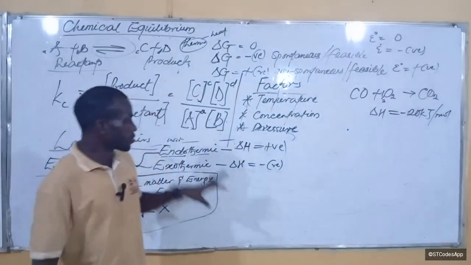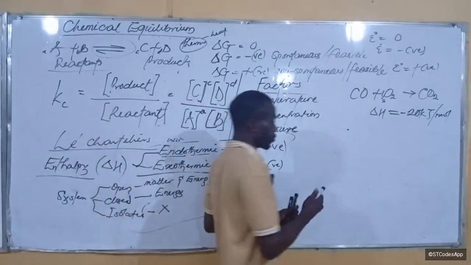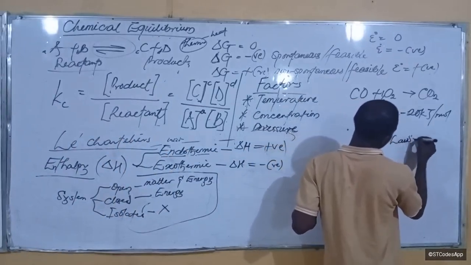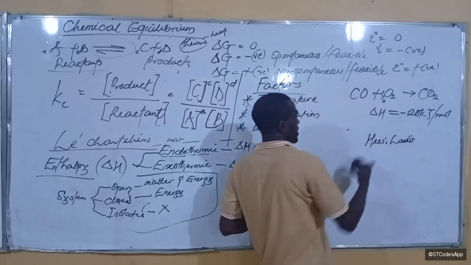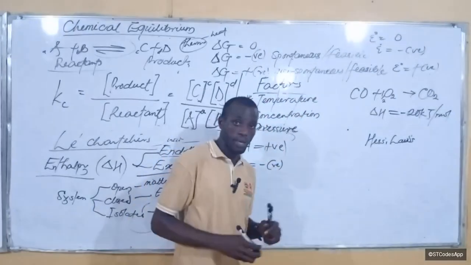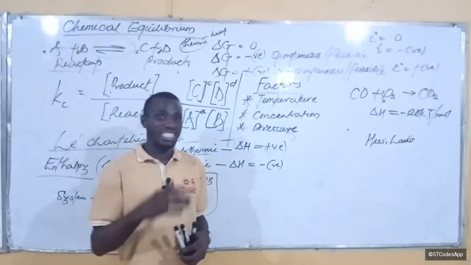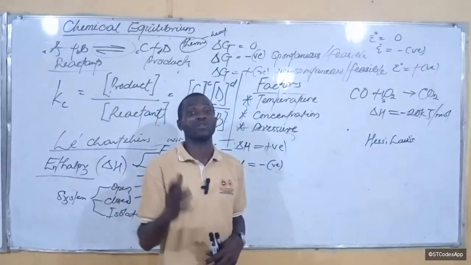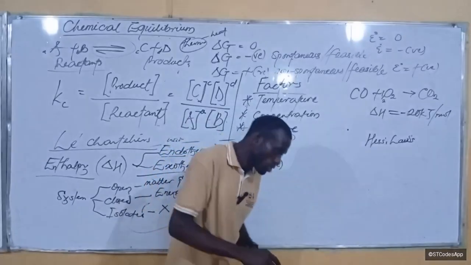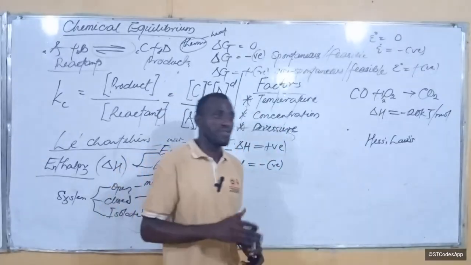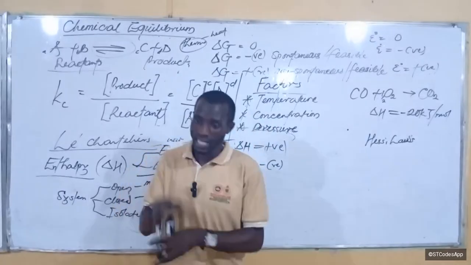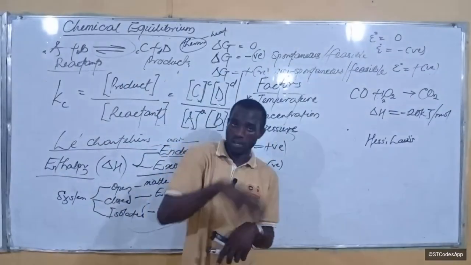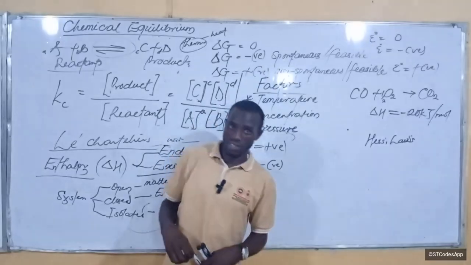Now there is one other law that you should also know. Hess's law. Hess's law simply says that whether a reaction proceeds in a single step or multiple steps, the enthalpy change is constant. The enthalpy change does not depend on the route it takes. If it forms an intermediate, or another intermediate and another intermediate before it forms the final product, it doesn't affect the value of the enthalpy.